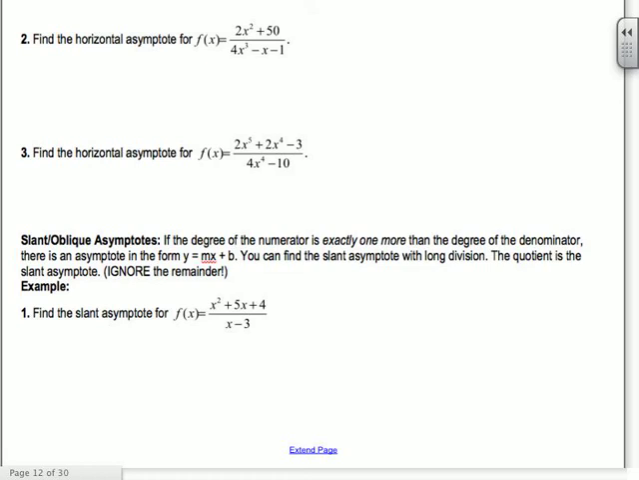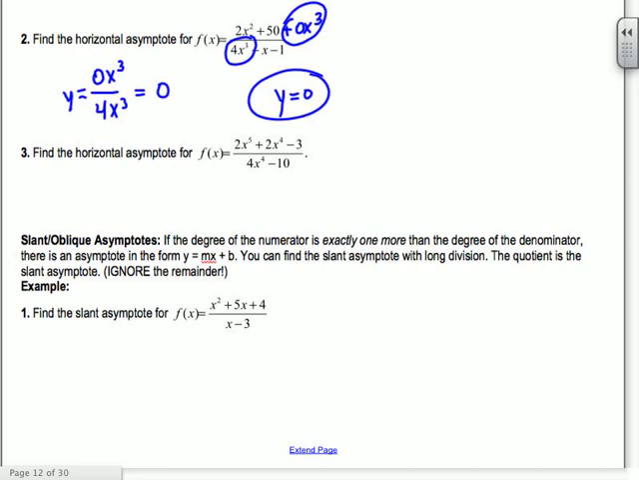You're one step ahead. All right, so if I have 2x squared plus 50 over 4x cubed minus x minus 1, what's the largest power? 4x cubed, right, the cubed. Now there is no x cubed on the top. So once we find what the largest power is, if there was nothing in the other location, write 0x cubed, because there was no x cubed term. So that means we'd have 0x cubed over 4x cubed. So what's 0 over 4? 0. So y equals 0 is the horizontal asymptote.